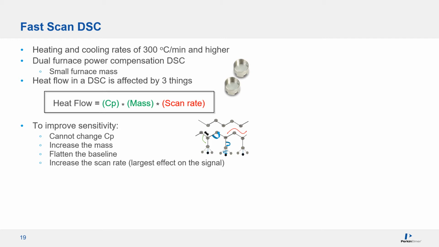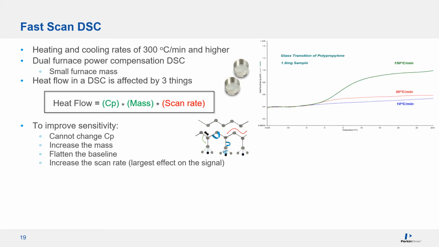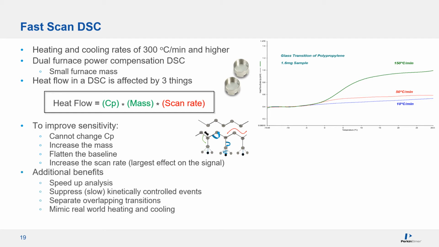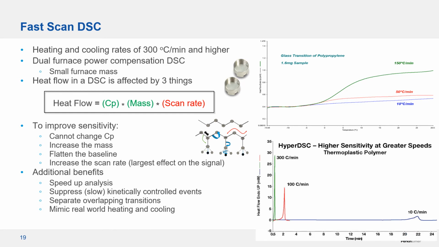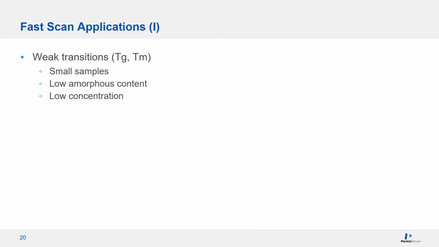You can also see the weak glass transition being measured with fast scan rate here, which is not seen in a traditional slow run. With fast scan rates, you also get additional benefits. You can get results much faster, like in this one, 30 minutes versus less than a minute. Let's take a look at some applications where fast scan is used.